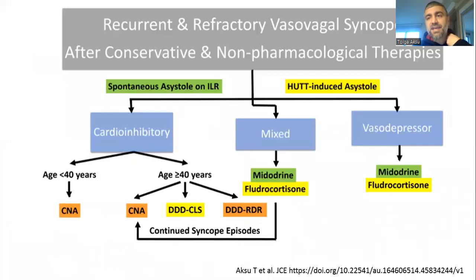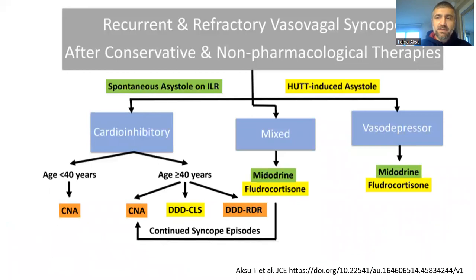So let's check our suggestion for reflex syncope cases in patients with recurrent and refractory vasovagal syncope after conservative and non-pharmacological therapies. By using ILR or tilt testing, if you see a dominant cardioinhibitory response, and if the patient is younger than 40 years old, I think cardio ablation should be the first option. But in patients older than 40 years old, I think the first option should be a DCLS pacemaker.